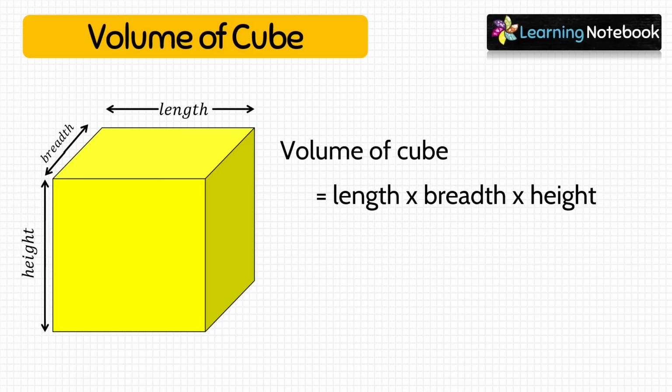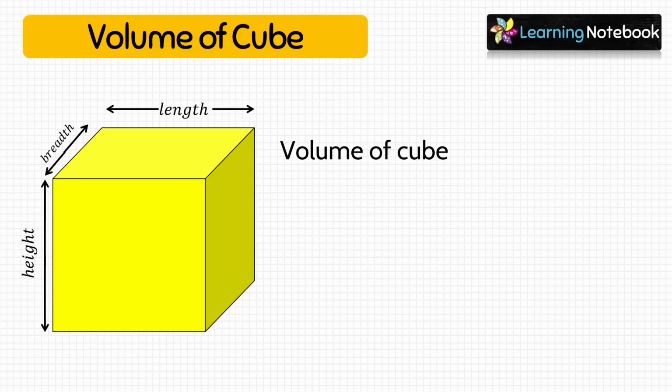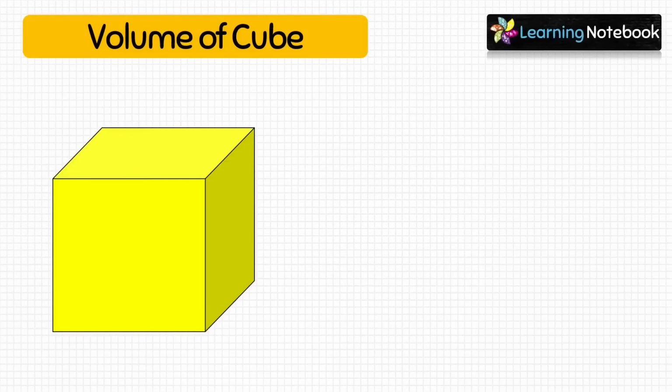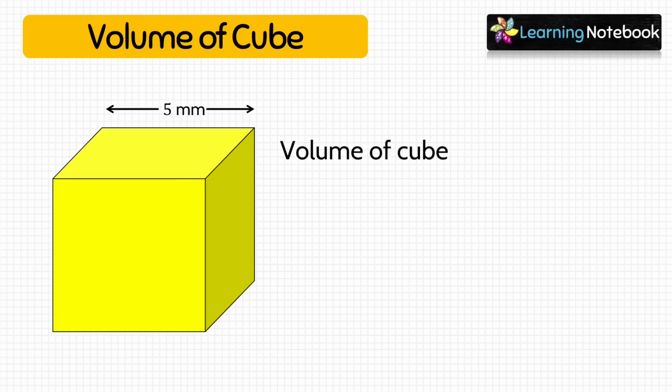So to find volume of a cube, again we will do length into breadth into height. But as I just told you that all these three are of equal length, so we can even write it as side into side into side. So suppose if we are given with length of one side of a cube 5 mm, then we can easily find its volume using the formula side into side into side.